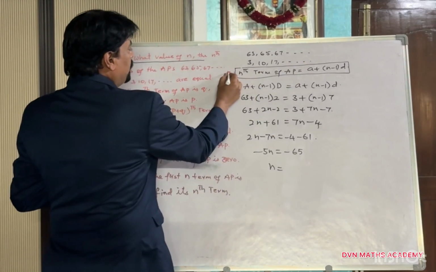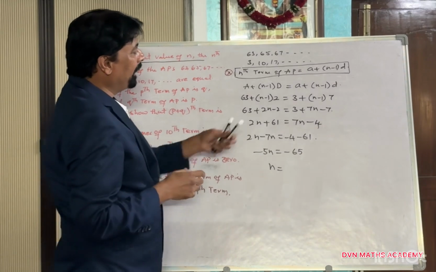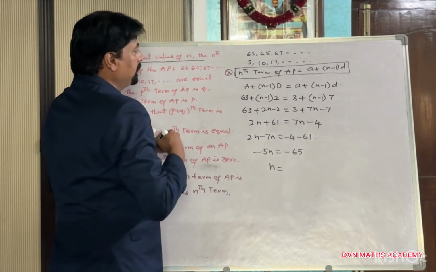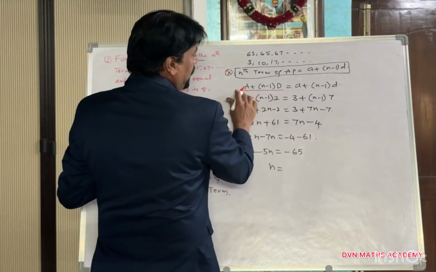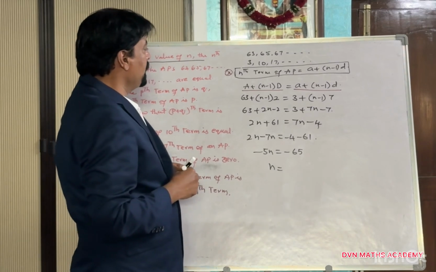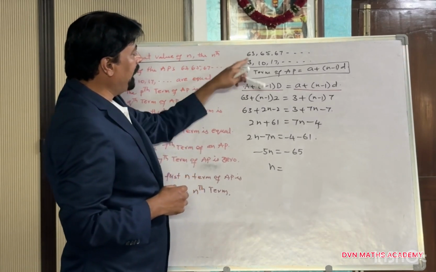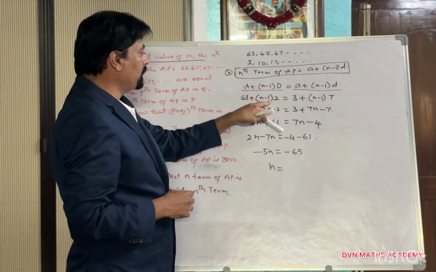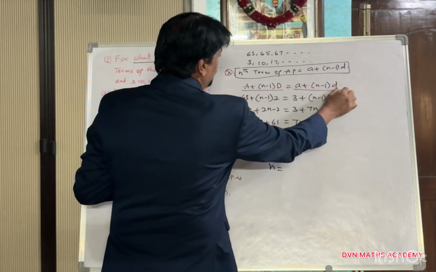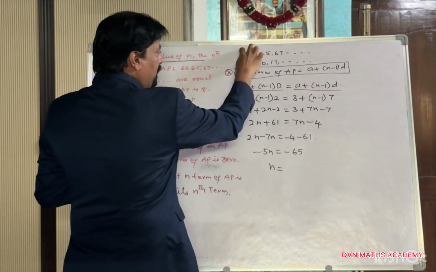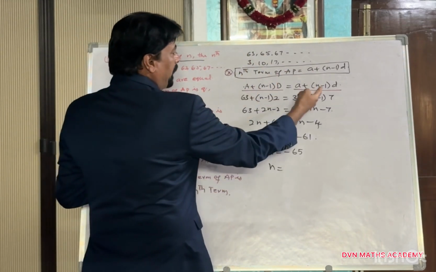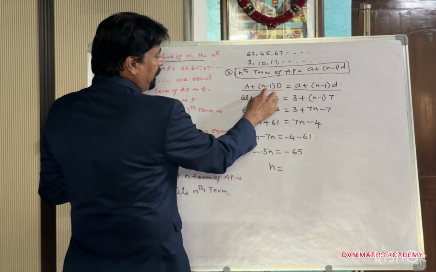You know that the nth term of an AP is a plus n minus 1 into d. So let the nth term of the first AP be A plus n minus 1 into D, and of the second AP be a plus n minus 1 into d. In the first AP, the value of A is 63. If you observe carefully, I wrote capital A and capital D, and small a and small d, because in both APs the first terms are different and the common differences are also different. So 63 plus n minus 1 into D.